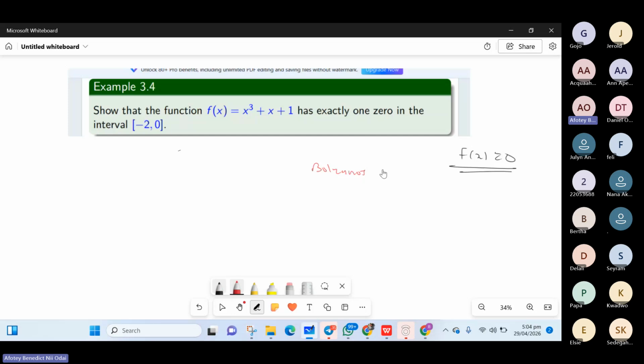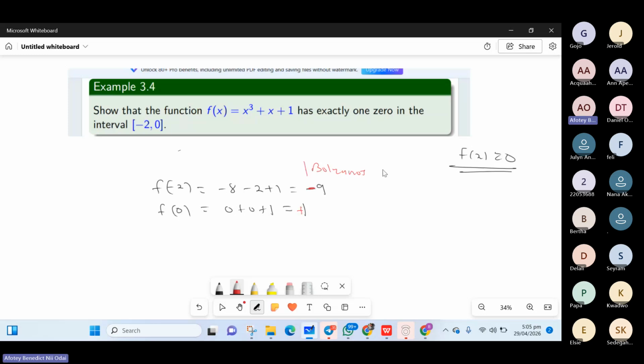So having f of -2, we get -8 minus 2 plus 1. This is equal to -9. When x is equal to 0, we get 0 plus 1. This is equal to 1. Now, here is where it gets interesting. There is a change in sign.